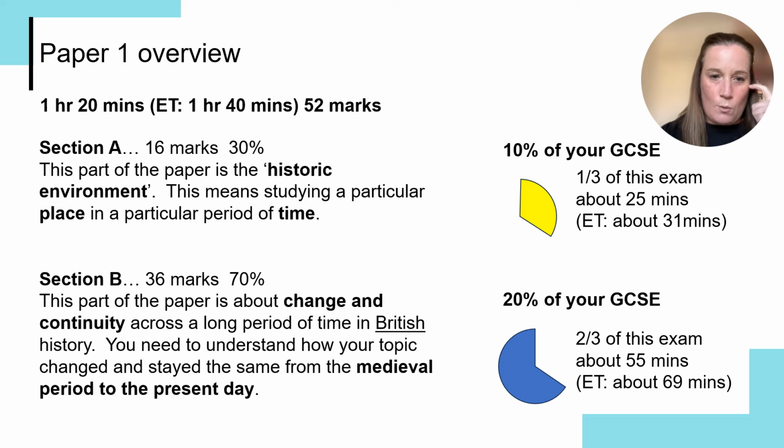Section A of your Paper 1 will focus on the historic environment. This means studying a particular place in a particular period of time. Section B of your Paper 1 will focus on your thematic study. This part of the paper is about change and continuity across a long period of time in British history. You need to understand how your topic changed and stayed the same from the medieval period to the present day.